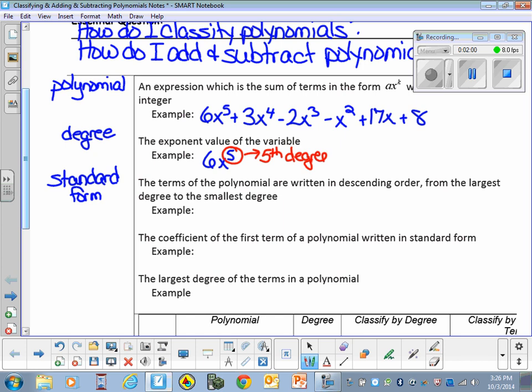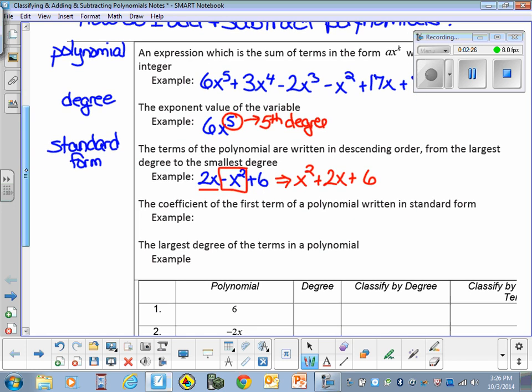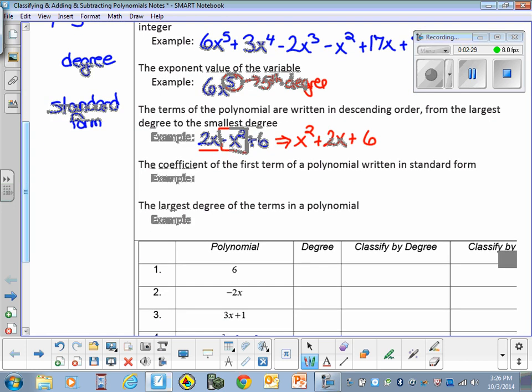So for example, if you start off with 2x minus x squared plus 6, and we rewrite that so that the term with the largest degree, x squared, comes first, then the next largest degree, positive 2x, and finally the constant, we've written the polynomial in standard form. The coefficient of the first term, if the polynomial is written in standard form, is called a leading coefficient.